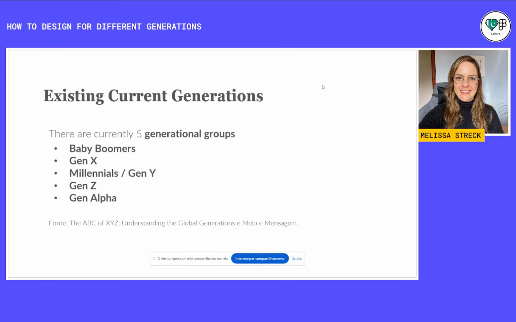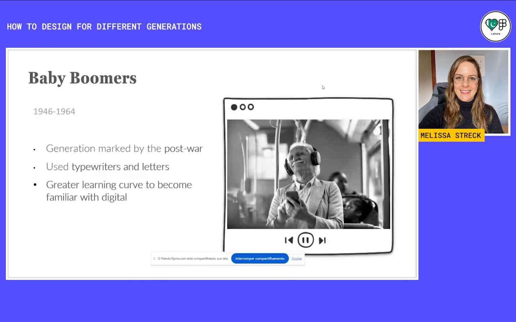Okay, so let's talk about the existing current generations. Currently we have 5 generational groups: the baby boomers, the Gen X, the millennials or Gen Y, then the Gen Z, and Gen Alpha. I will talk more about each generation group now. So the first group is the baby boomers. They were born between 1946 and 1964. It's a generation marked by the post-war.